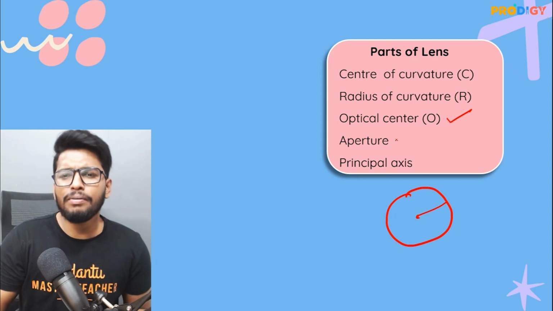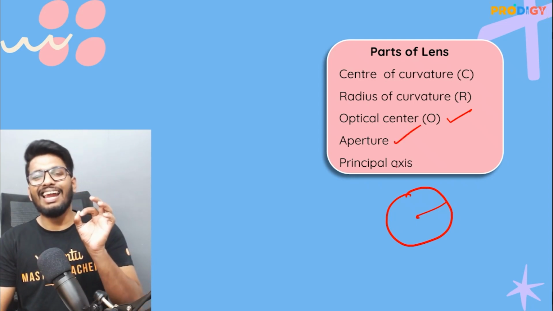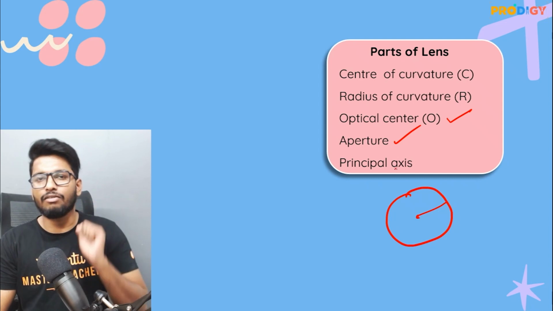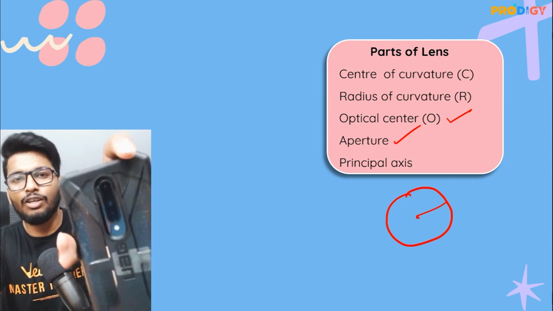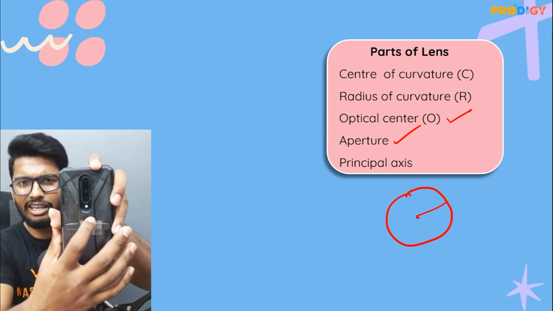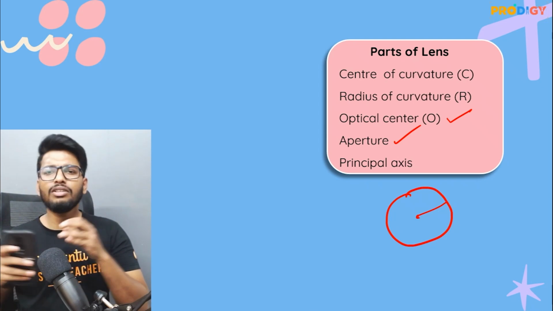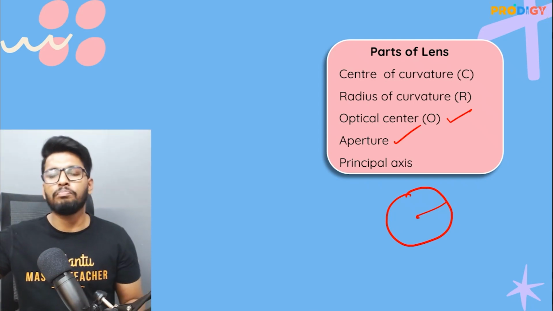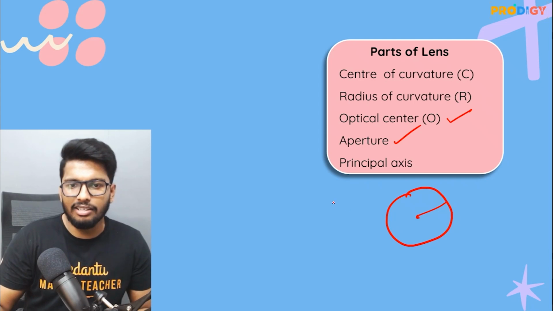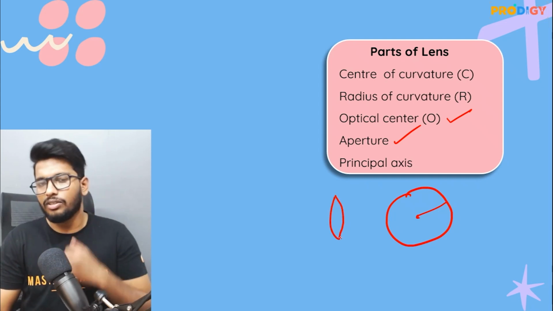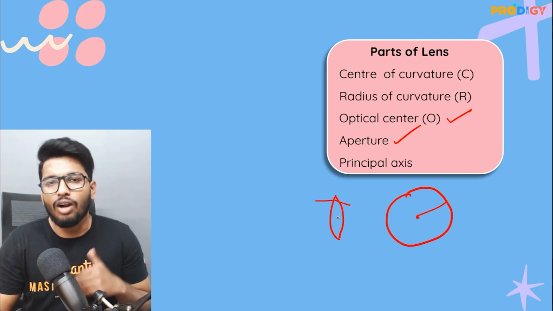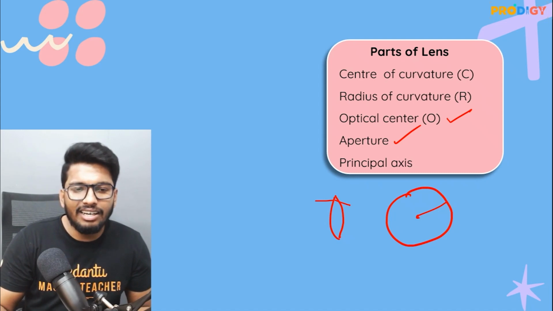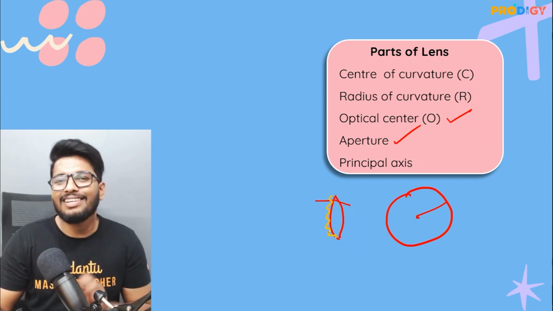Then we have aperture. Aperture is nothing but, guys, the entire refracting surface. For example, if I talk about my phone right here, you see these lenses, right? You have these three separate lenses. The thing about these lenses is that they allow light to pass through them. So if this is a convex lens on this phone, wherever light can fall and undergo refraction, that entire refracting surface is called the aperture.